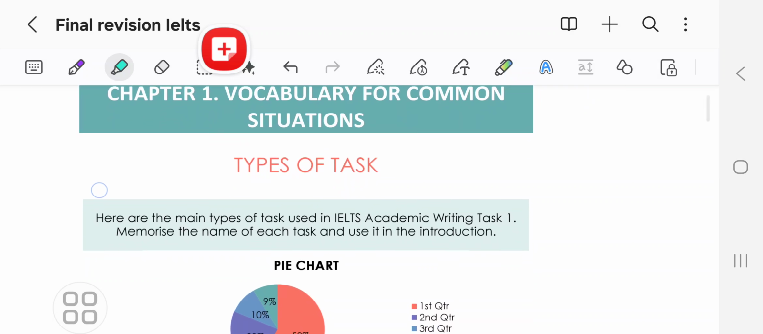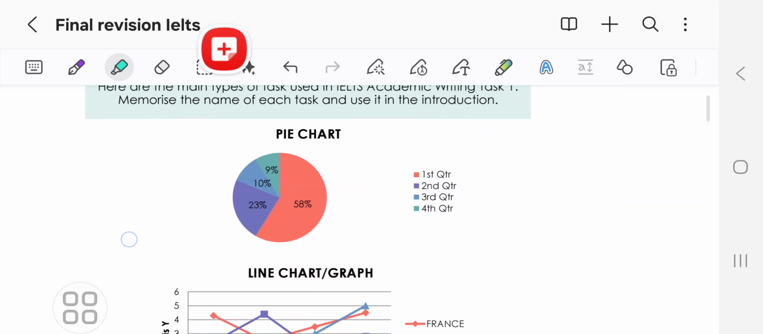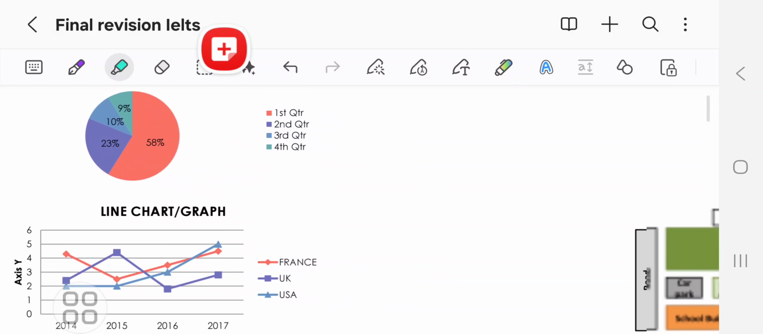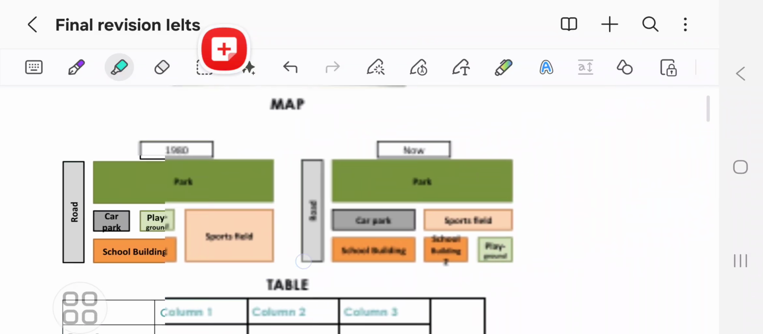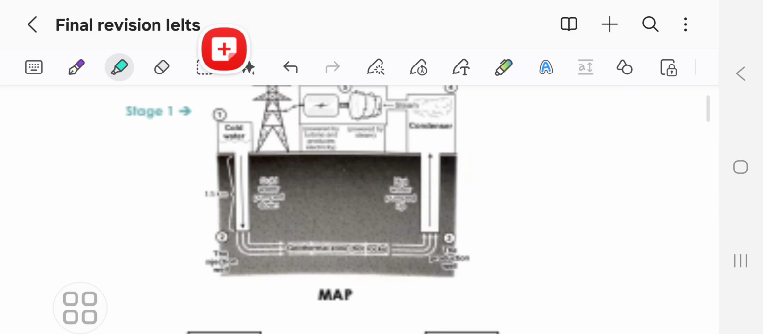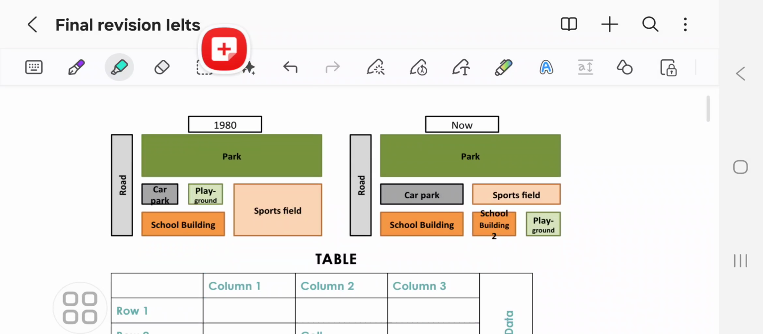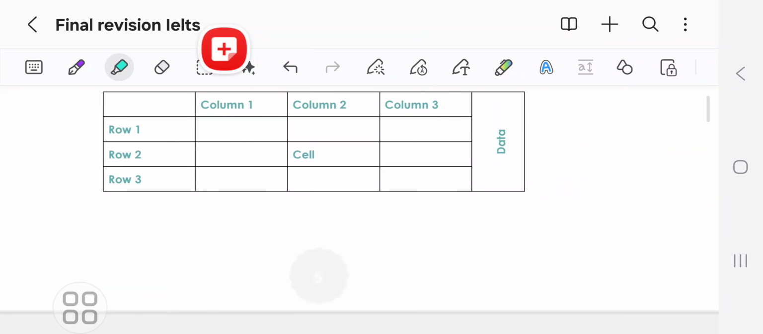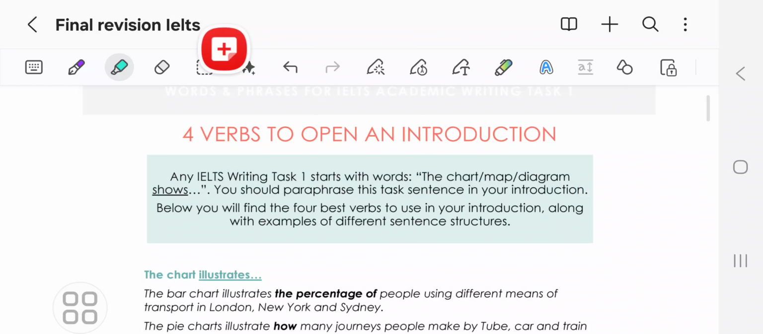So for that, remember, the main types of task in IELTS Academic Task 1 are basically a pie chart, line chart, and bar chart, and then you also have a diagram or process where different steps are shown in the figure. Then you will have maps from before and now. There could be a table too. Okay, so these are some types of charts which you already know.